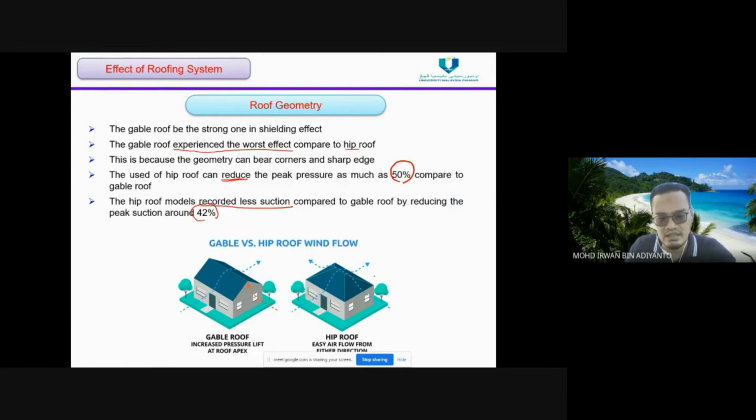As you can see in this figure, you can see how the gable roof and the hip roof perform due to wind. If the wind comes from this direction, it will easily flow. However, from this direction, it will be stuck by this wall. But for the hip roof, the wind will flow easily for both directions. That's why the hip roof is better than the gable roof.